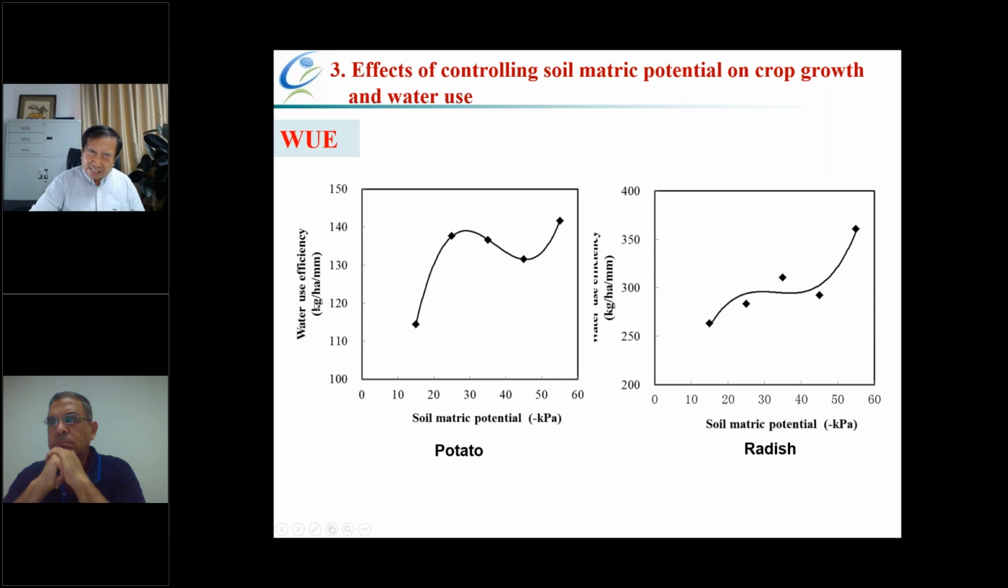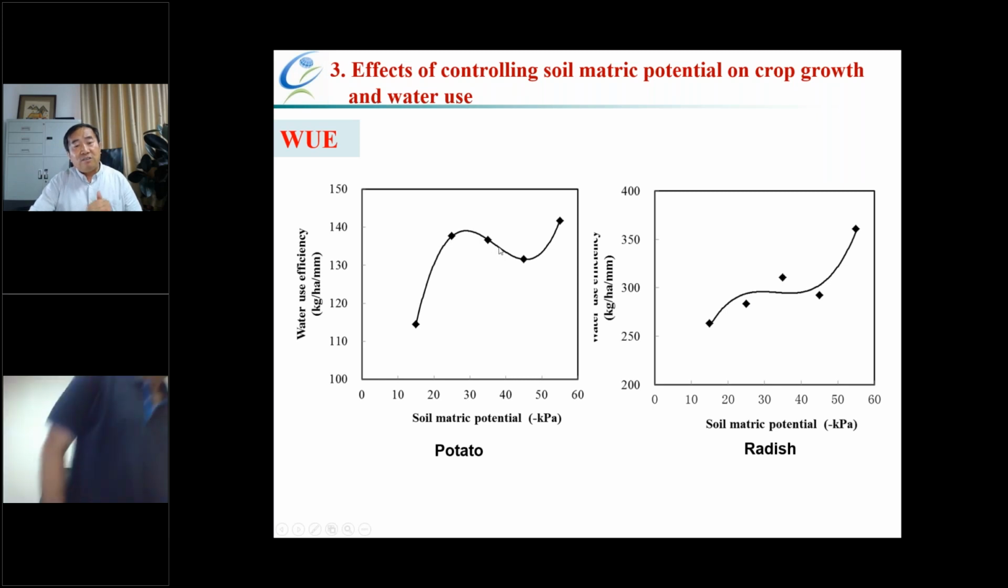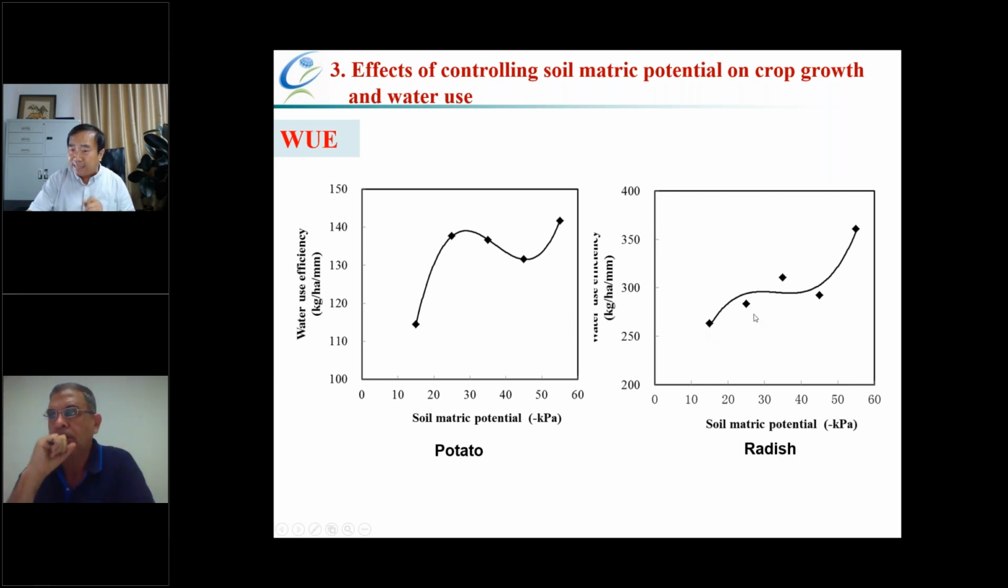But the water use efficiency has very interesting curves. Firstly, it increases as the soil matrix potential decreases, and when it reaches about 25 kilopascal there is a larger water use efficiency, then it turns to decrease, and then from about 45 kilopascal it turns and increases again. So the tendency of water use efficiency for radish has the same shape as in these figures, but the values are different.